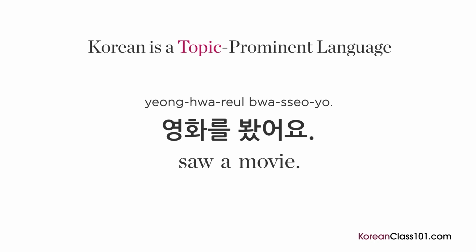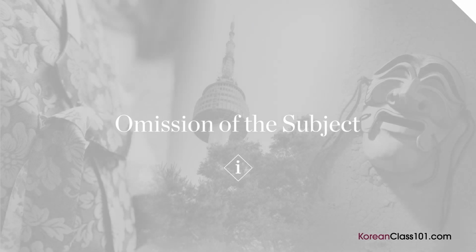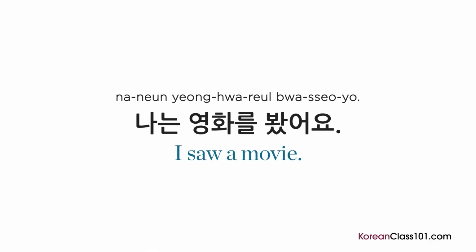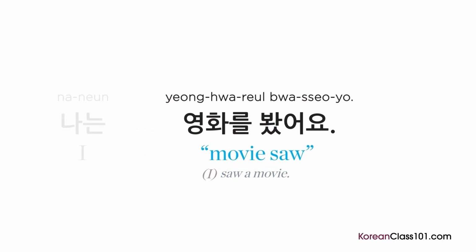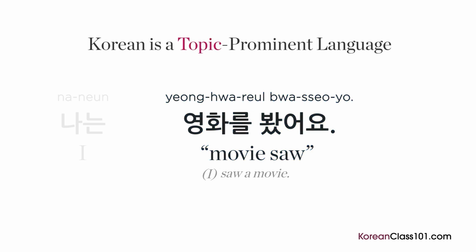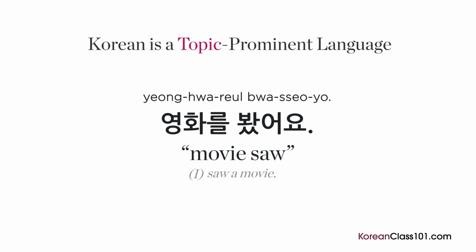Let's look at this aspect in a bit more detail. More often than not, if you wanted to say, I saw a movie in Korean, you would not say, 나는 영화를 봤어요. Instead, you would more likely say, movie saw in Korean. 영화를 봤어요. Korean is a topic-prominent language. Thus, the information to be shared is the act of seeing a movie. The subject is less important and is usually omitted altogether. Most Korean sentences are constructed and spoken like this in real life.